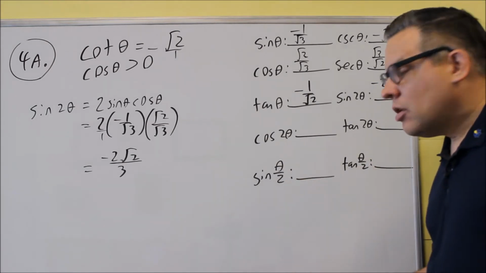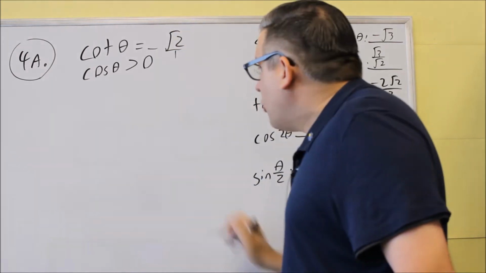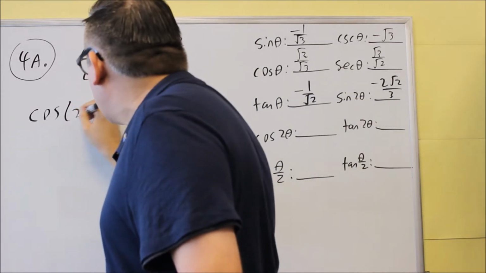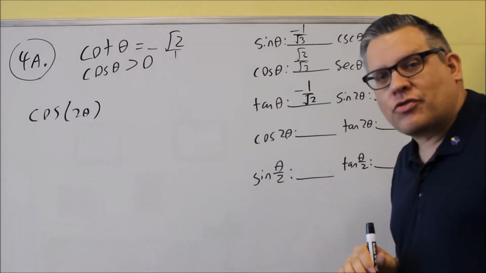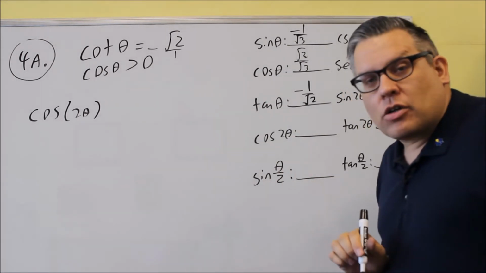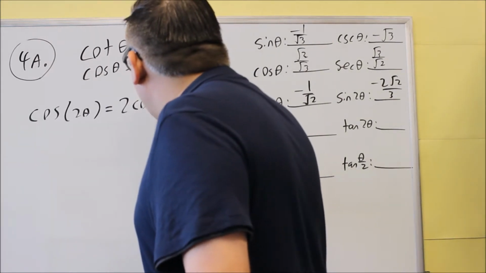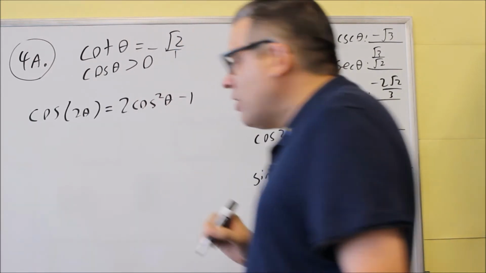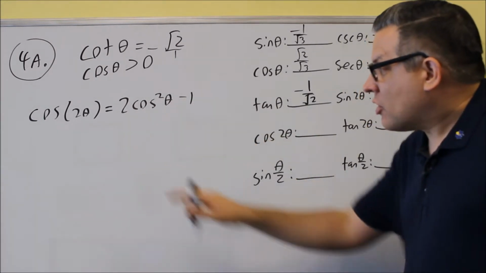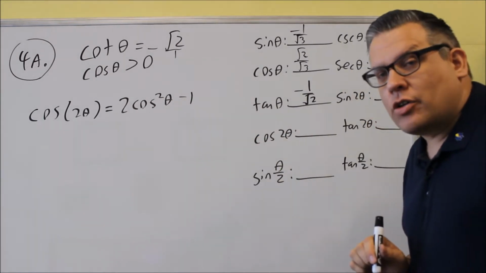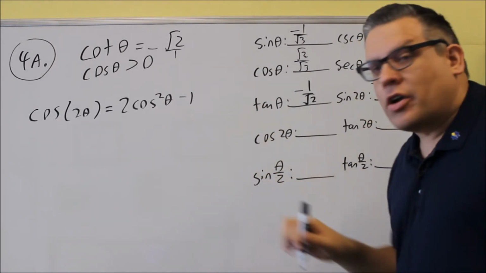Next, let's do cosine 2 theta. So I'm going to erase this. And we want to pick a formula for cosine 2 theta. Now cosine 2 theta actually has 3 different formulas for it. So it doesn't really matter which one we pick. So here's one. We have 2 cosine squared theta minus 1. That's one of the 3 identities for that. There's also 1 minus 2 sine squared. There's also cosine squared minus sine squared. So I'm just going to choose this one.